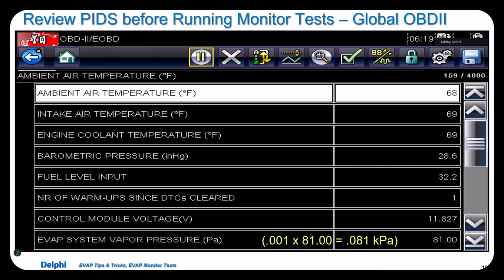Control module voltage, always check that, because especially with EVAP, with your systems that are key off, they require good battery voltage, a good state of charge for the battery to be able to run this test, because some of them can take up to 45 minutes to run once they go engine off and they open up part of the PCM memory to run the test. So a marginal battery could be a reason why you're not getting tests to run.